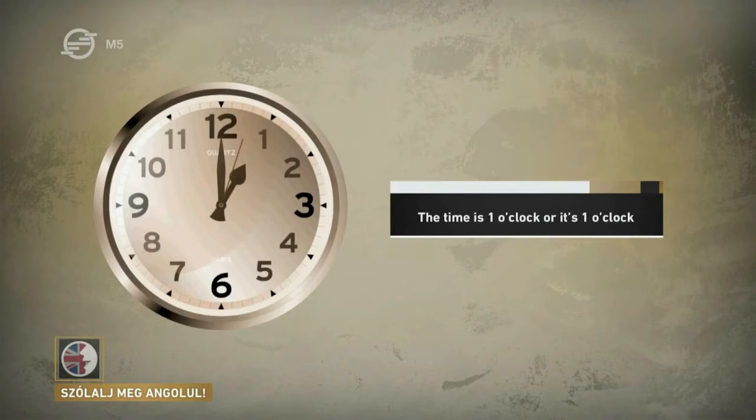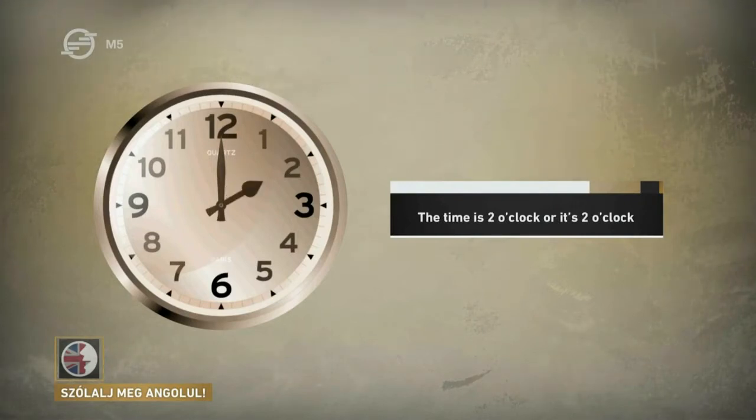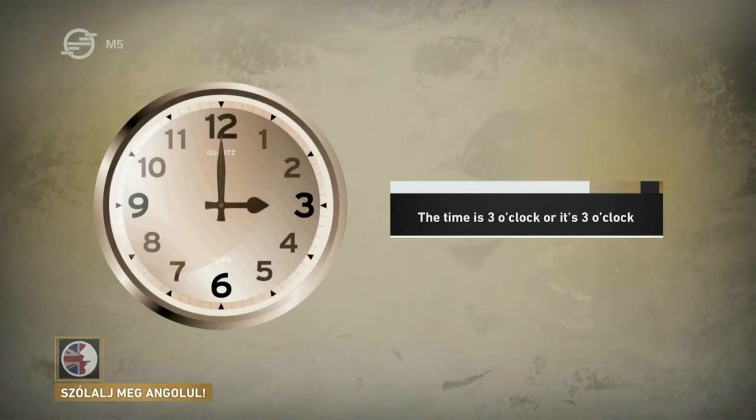Now, a new topic which we learned in week 4 was the topic of telling the time. We learned how to tell the time on the hour, which is very easy. Lesson 17. The time is 1 o'clock, or it's 1 o'clock. The time is 2 o'clock, or it's 2 o'clock. The time is 3 o'clock, or it's 3 o'clock.